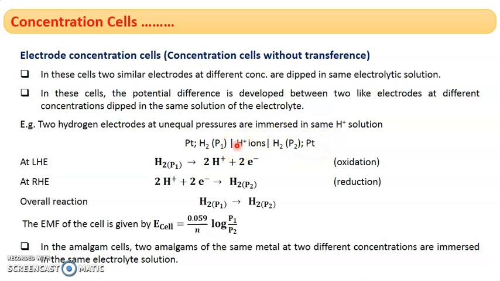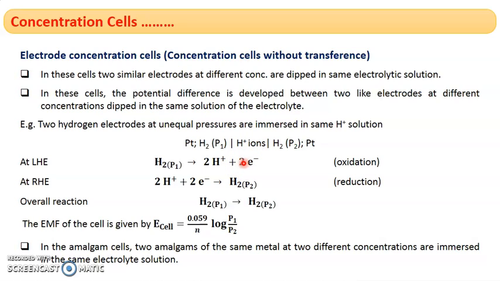Let us discuss the chemical reactions occurring at the respective electrodes. At the LHE, the left hand side electrode, the hydrogen electrode at P1 pressure, the reaction occurring is oxidation, as the P1 pressure of the hydrogen electrode is high. The chemical reaction is hydrogen at P1 pressure gives rise to 2H plus and 2 electrons. These 2H plus ions will go into the electrolyte, and the 2 electrons will flow towards the other hydrogen electrode through the connected wire.